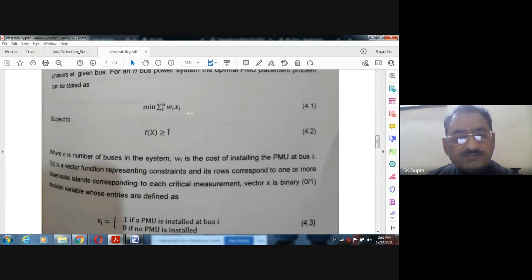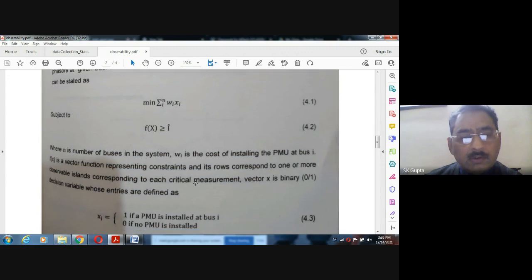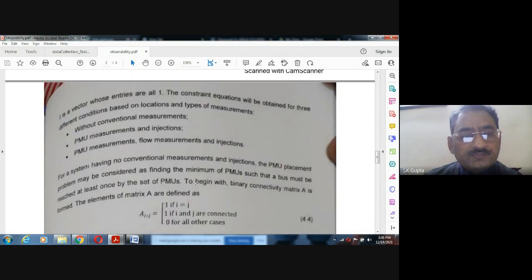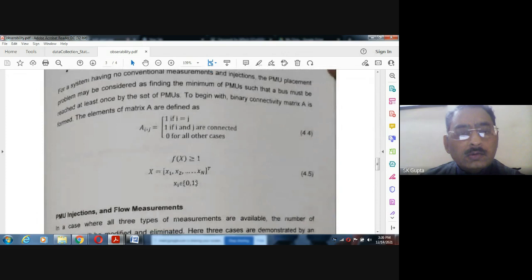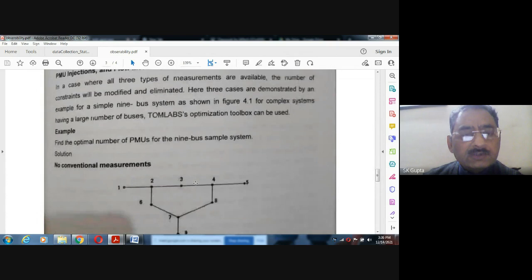Another thing is the constraints, that is, how many PMUs are required to be connected, that the f(x) is the vector function representing the constraints. Constraints means this condition should be satisfied. And now how it is done, this is the problem, and it will be more clear if we take some example.